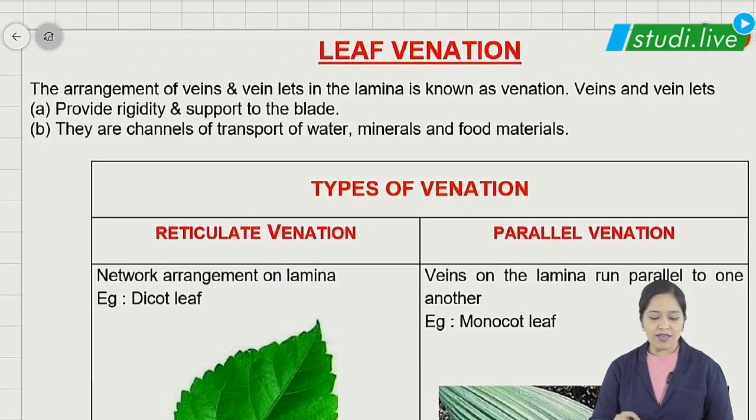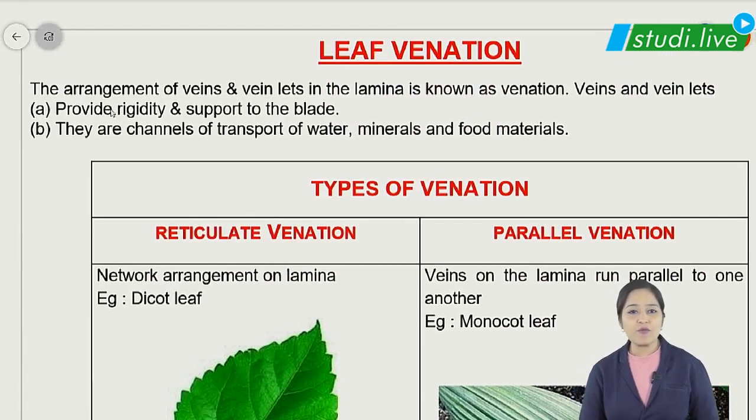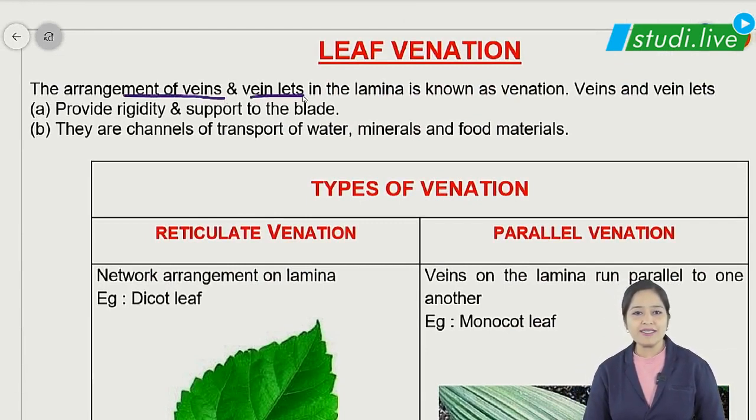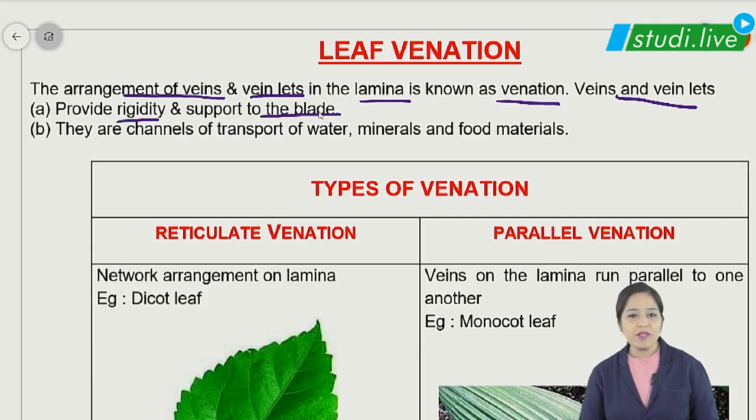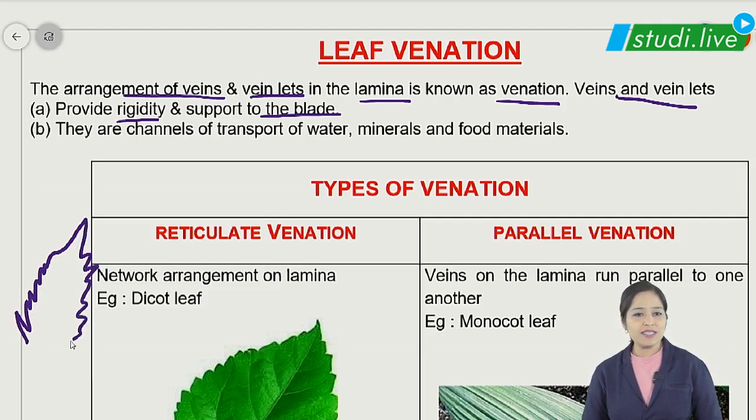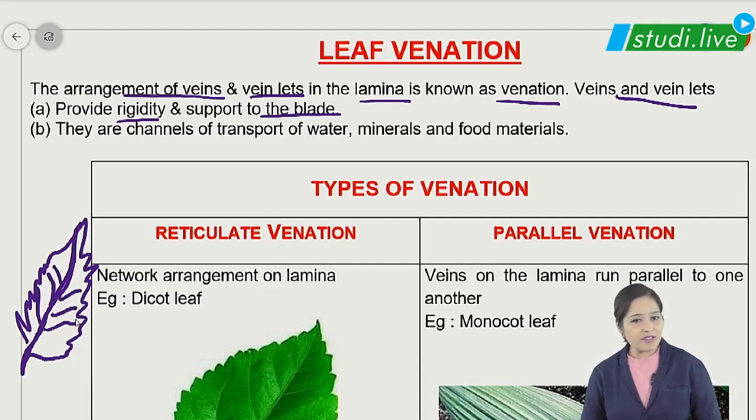So let us see leaf venation. The arrangement of veins and veinlets in the lamina is known as venation. These veins and veinlets provide rigidity and support to the leaf blade. Suppose here we draw a simple leaf, which is the lamina of the leaf. The central one will be called the mid vein, and from the main mid vein we have the branches coming out.